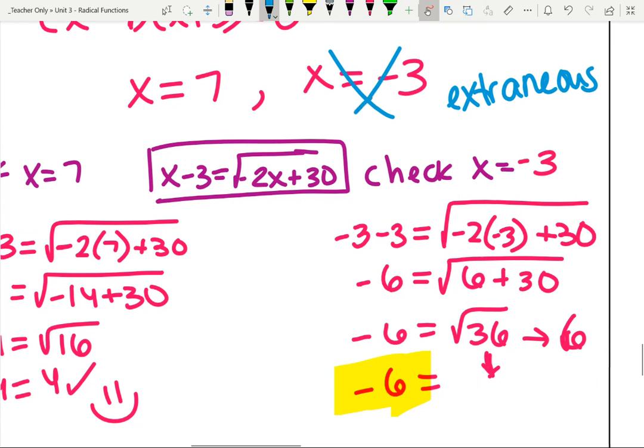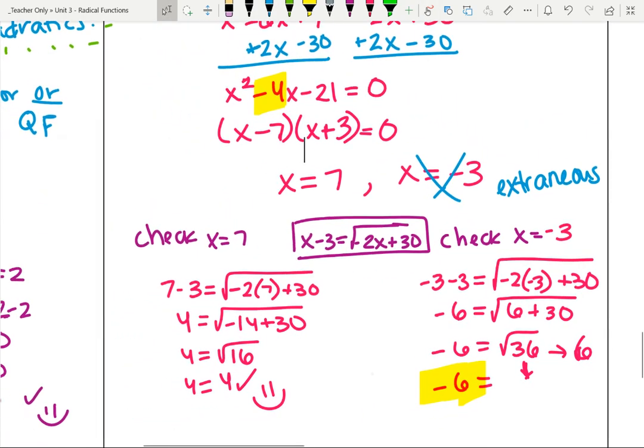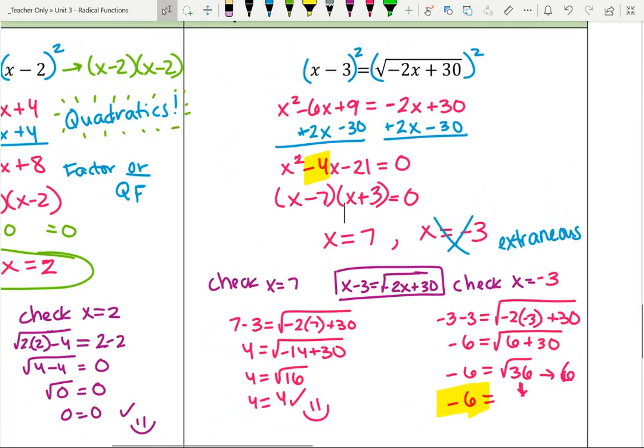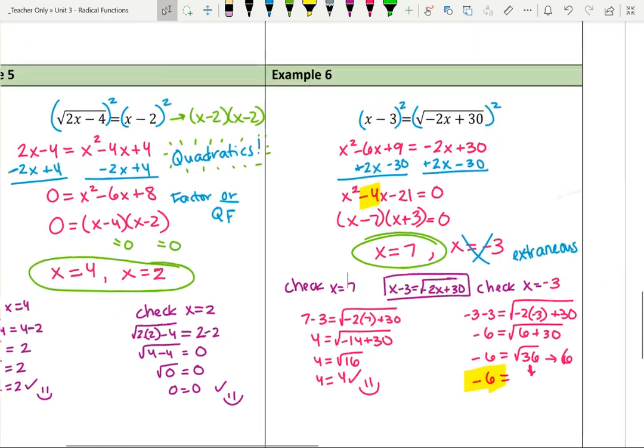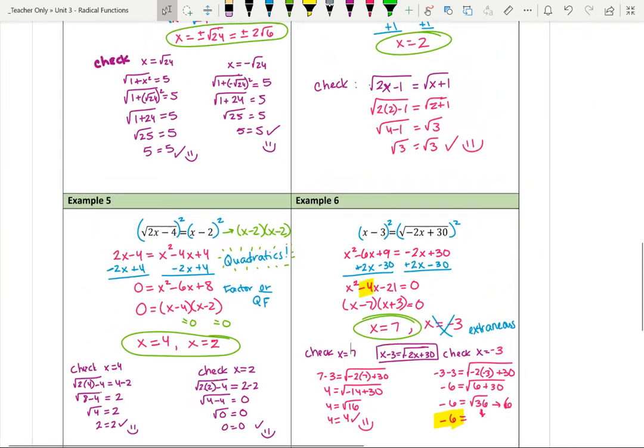Other examples are probably going to be more outright, obviously inconsistent and showing that it's not a true solution. But just keep in mind that just because one solution works doesn't mean the other will. In this case, we only have one solution, x equals 7. So that would be a really good introduction to solving radical equations.